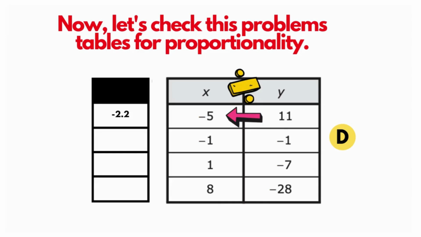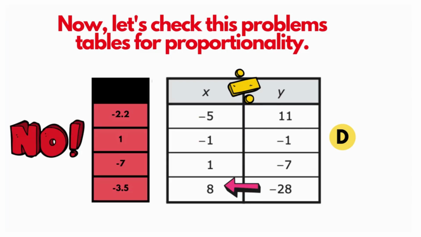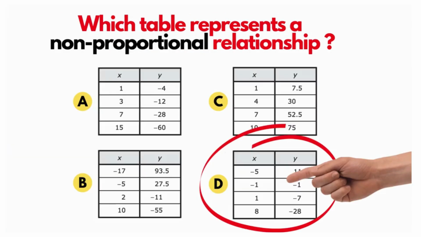Looking for division. We got, looks like -2.2 is our first rate. And -1 divided by -1 is a +1. So we've got a different rate here. They are all over the place. They do not have the same rate, so they are not proportional. So it looks like D is going to be our answer choice because it asked which table represents a non-proportional relationship. Table D.